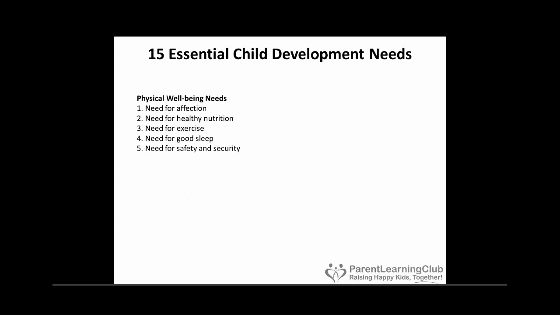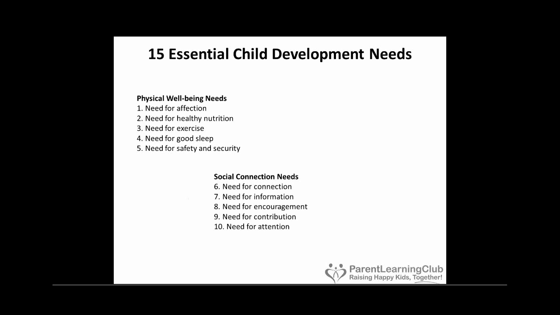So let's go through these 15 essential needs. I'm going to just list all of them out at first so you can just get an overview. Then I'm going to go into each one and talk about each one individually. So under the physical well-being needs, we have the need for affection. We have the need for healthy nutrition, the need for exercise, the need for good sleep, the need for safety and security. So you can see all of these 5 needs are body needs, right? Our physical body needs, our physiology needs in order to be healthy and well functioning, right? And our body needs to be in a healthy state in order for our mind and our emotions to work well as well.